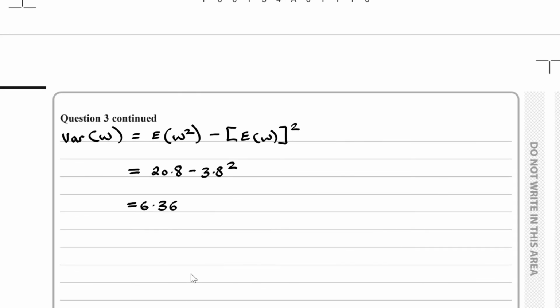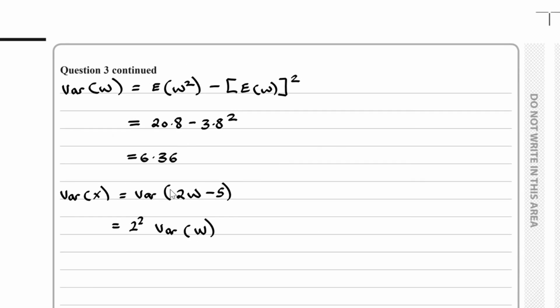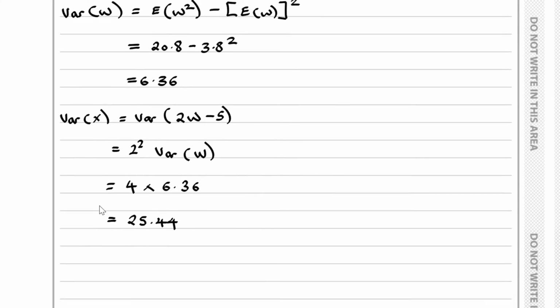Now we want to find the variance of x. So the variance of x, we know what x is. X is equal to 2w minus 5. So we have the variance of x equaling 2 squared times the variance of w. We've just worked out what the variance of w is. So we have 4 times 6.36, which is 25.44. So that's the variance of x.